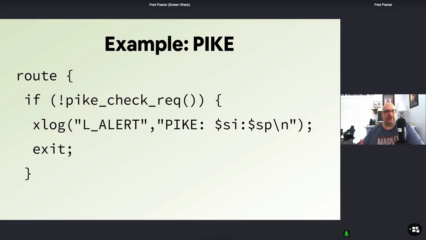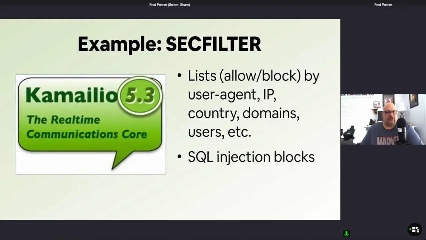At this same point, I could add an H table entry, for example, to block future requests, or send that information with DMQ, whatever I'd like to do. So it's that simple. Now, we have another module that came out in Kamailio 5.3, which is 2 versions ago. We're on 5.5 as of this talk.